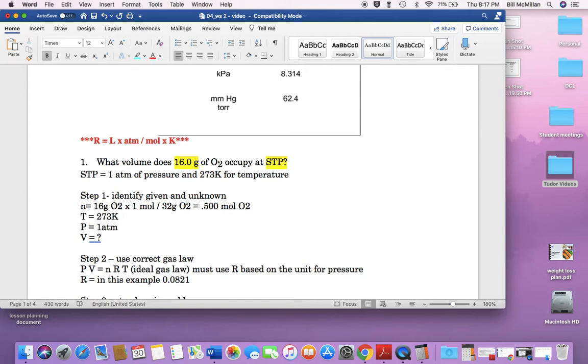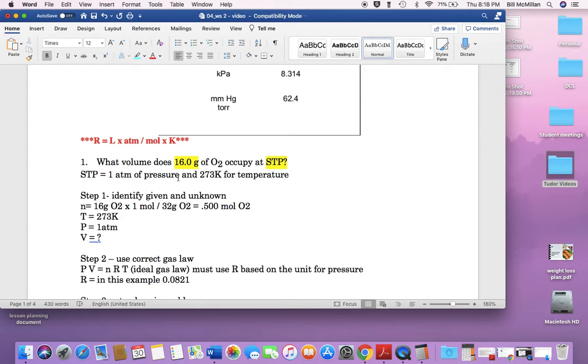And anytime a problem says STP, what it means is 1 atmosphere of pressure. That can be either 1 atmosphere of pressure, 760 millimeters of mercury, or 100 kPa, depending on what the question is asking you for. And the temperature is going to be 273 Kelvin.